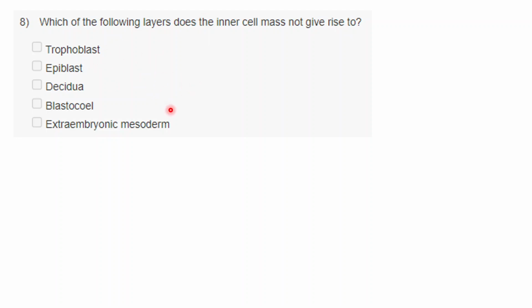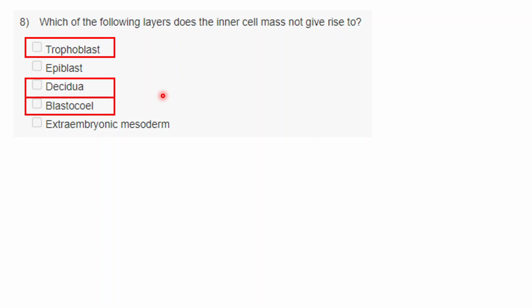Okay, I see some answers. Ajay has answered option 1, option 3, and option 4. Let me reveal the correct answer. Option 4 is correct. Option 3 is also correct. Option 1 is correct. You are absolutely right. Well done, Ajay. Trophoblast, decidua, and blastocele are the three structures not formed by the inner cell mass.